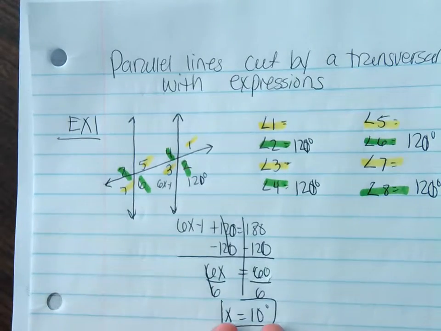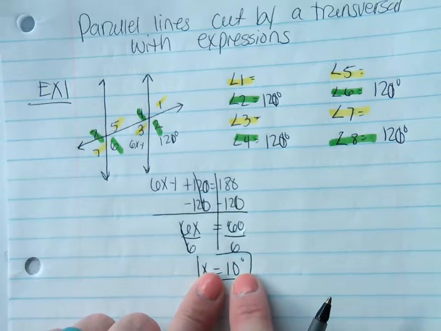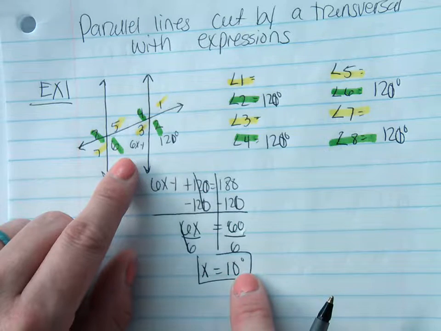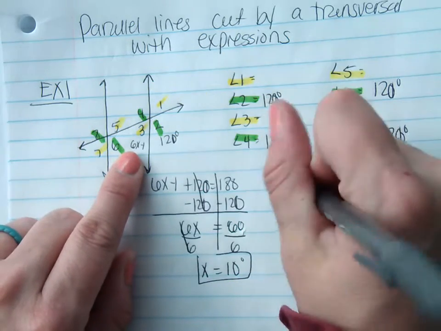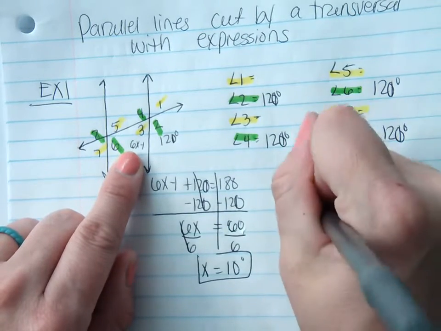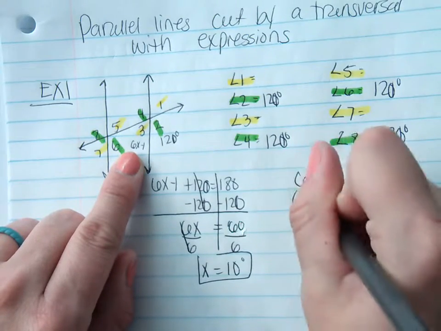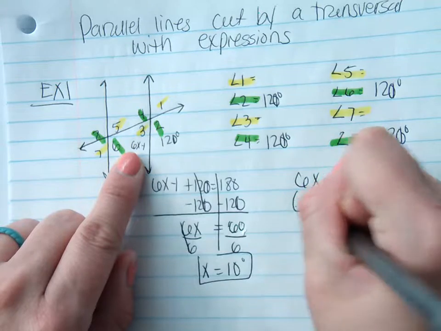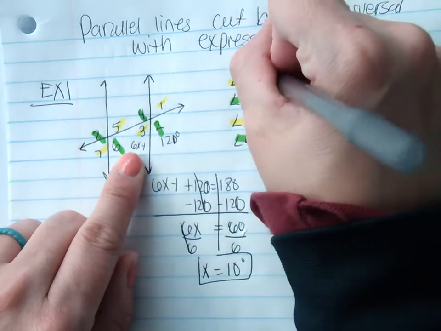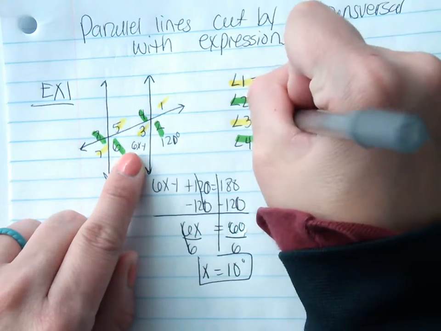But that's not the value of the rest of my angles. We have to plug in 6x minus 1. We said the value of x is 10. 6 times 10 is 60. Minus 1 is 59 degrees. So everything else is 59 degrees.